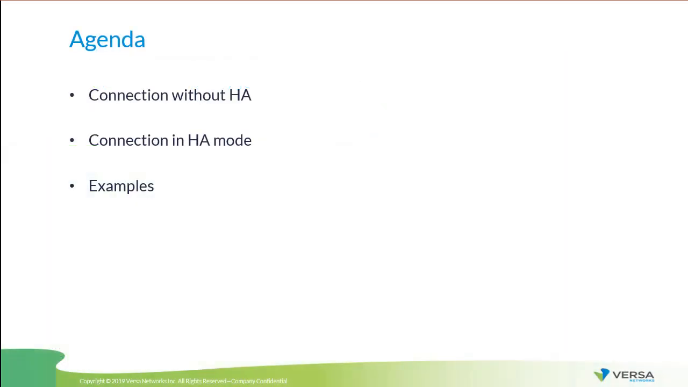The agenda for today. First, we're going to review how the connectivity is happening without high availability, when we have just a simple branch on one side and another on another side. Then we're going to review a little more complex solution when we actually have high availability configured in our network and how the system establishes tunnels and data path. And the last one, we're going to take a couple of examples of how in real life we can implement active-active topology and what to look for.